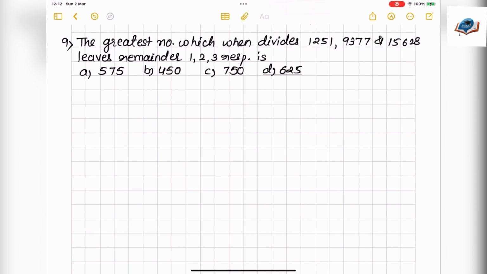Now, the ninth one says the greatest number which divides 1251, 9377 and 15628 leaves remainder 1, 2, 3 respectively. So, here first I need to subtract the remainders from the respective given numbers. So, this will be 1251 minus 1 will be 1250.